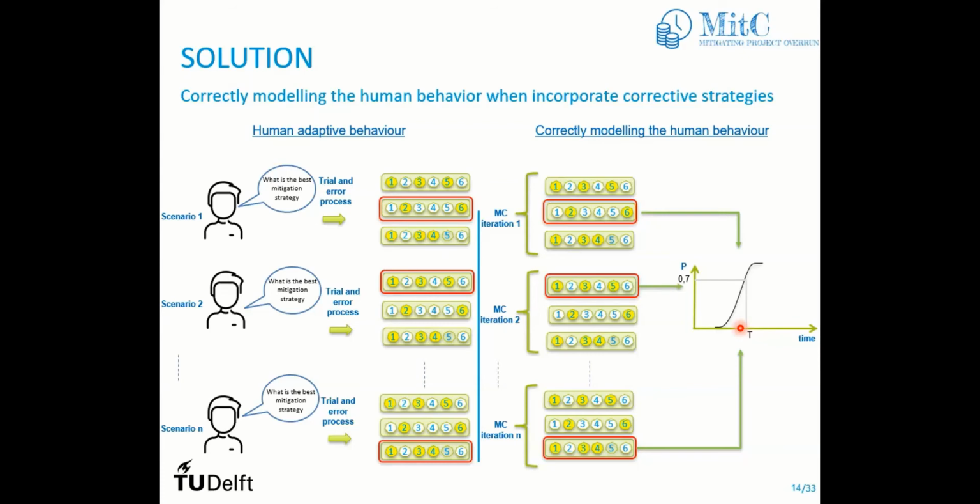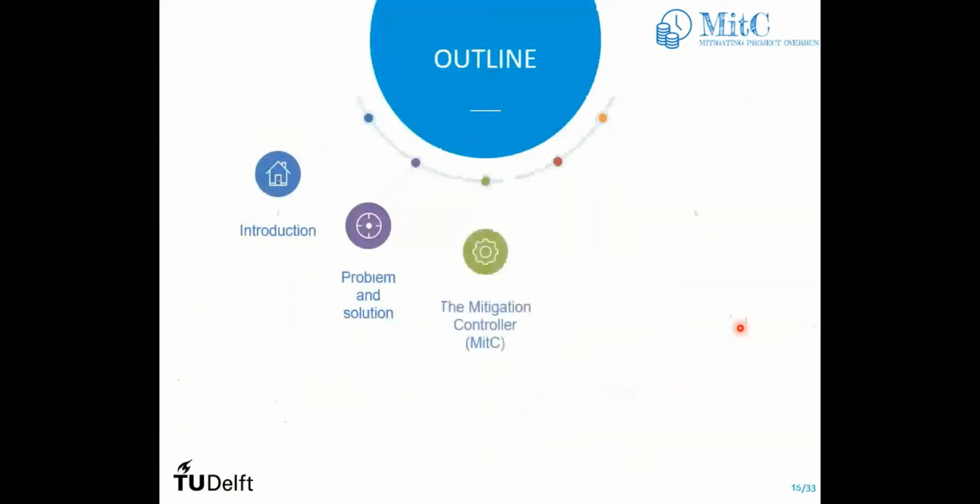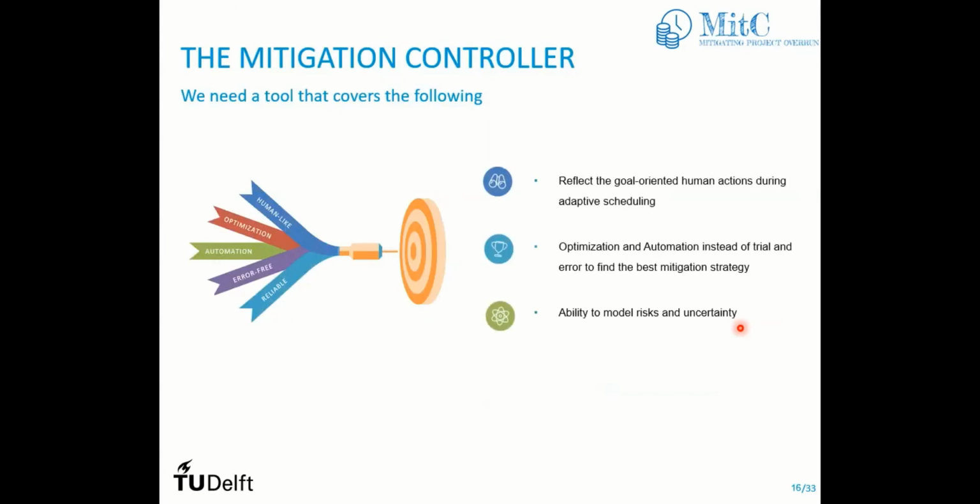Actually, we incorporated this idea inside this mitigation controller. So I'm gonna talk a bit about the mitigation controller. Don't worry, nothing in depth, and we are going to see more in the practical session how to use a mitigation controller. So we're not gonna talk about math here. So of course we want the tool to reflect the goal-oriented human action. We want to incorporate optimization and automation, and we want to have also the ability to model risk and uncertainties. These are our needs that we cover in the mitigation controller.